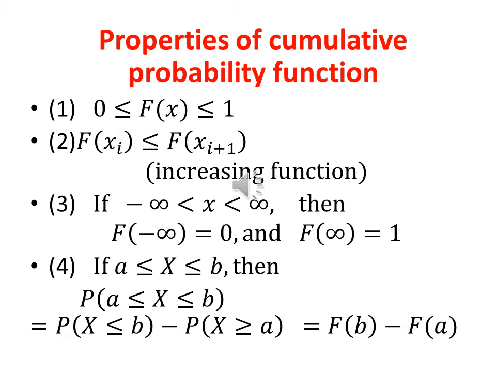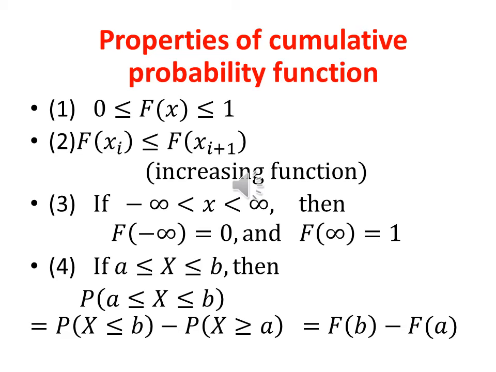Number 3, for the domain of x from negative infinity to infinity, capital F of negative infinity must be equal to 0, and capital F of infinity must be equal to 1. Why is F of infinity equal to 1? Because we add all the f of x, and the summation of all of it equals 1.